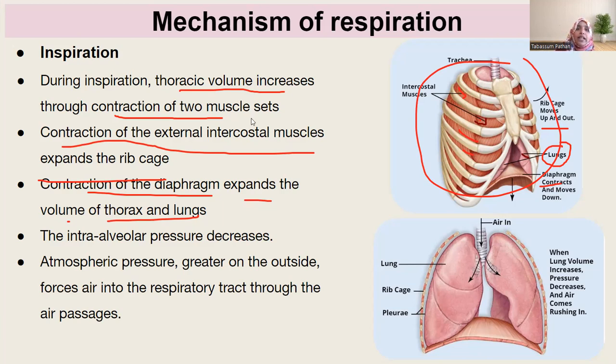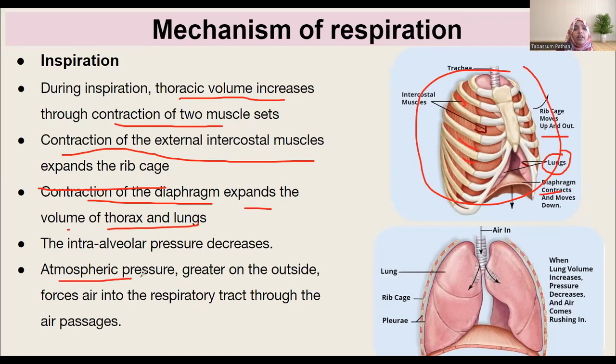Okay, so basically atmospheric pressure, that is the pressure of the air. You are aware of this term, right? You have been learning this term time and again in chemistry and physics, mostly chemistry. So atmospheric pressure is greater on the outside, and it's lesser on the inside. Therefore, with pressure greater on the outside and lesser on the inside, automatically the flow will be from outside to inside. This will force air into the respiratory tract through the air passage.